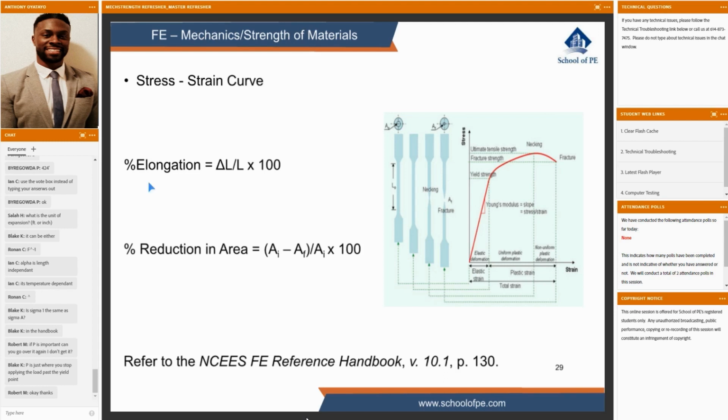So with that, we will hear percent elongation or percent reduction in area. These are both on page 130 of 10.1. Percent elongation is just the strain multiplied by 100. Percent reduction in area is your initial area subtracted by the final area, divided by the initial, and then multiplied by 100.